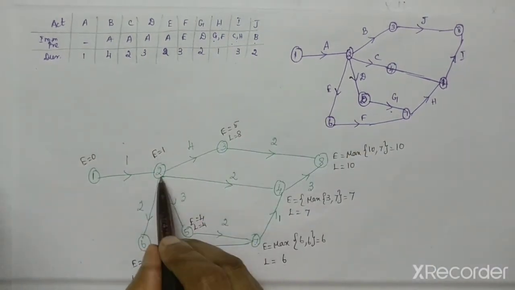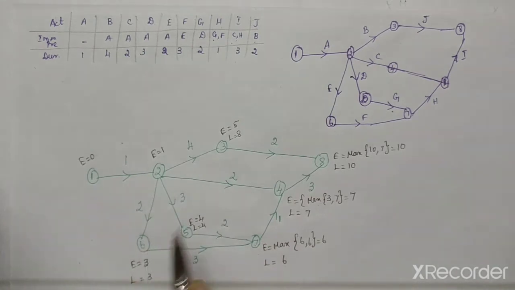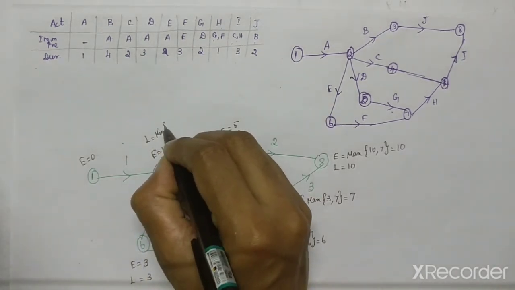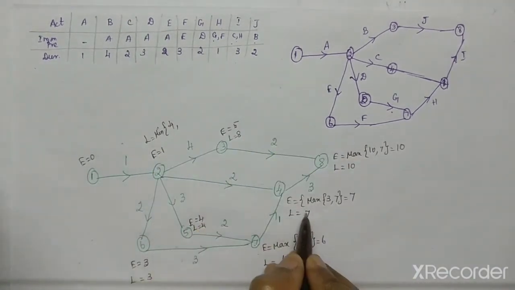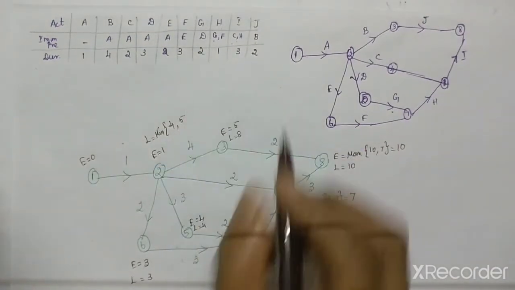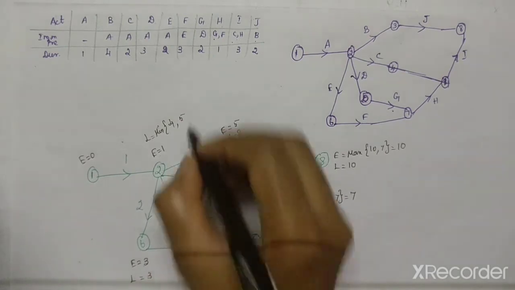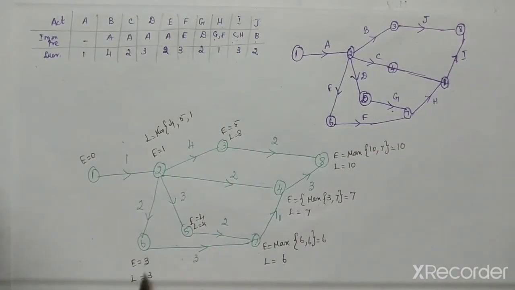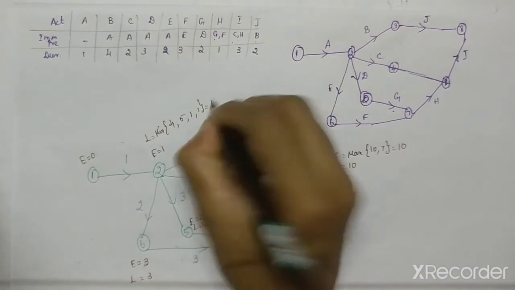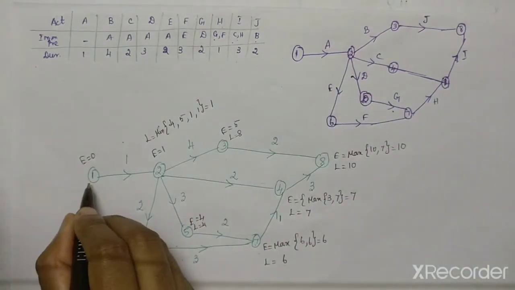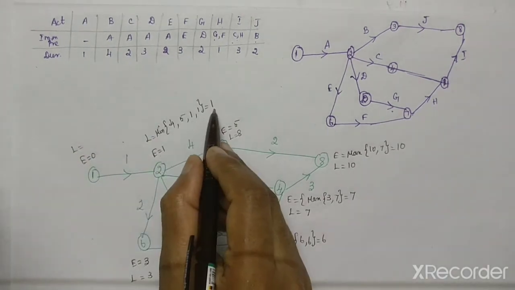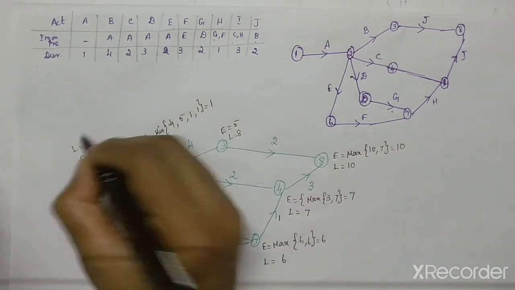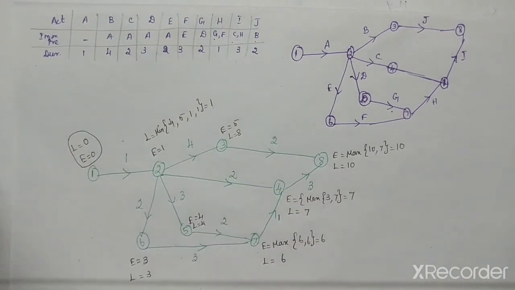So listen here, there are 4 outgoing activities. So you have to write L is equal to minimum of, for this activity 8 minus 4 is 4. For this activity 7 minus 2 is 5. For this activity 4 minus 3 is 1. For this activity 3 minus 2 is 1. So finally L value will be 1. So you have to come here, L is equal to, only one outgoing activity. So L value is 1, duration is also 1, 1 minus 1 is 0. So finally we get L is equal to E is equal to 0. So your calculation is over.